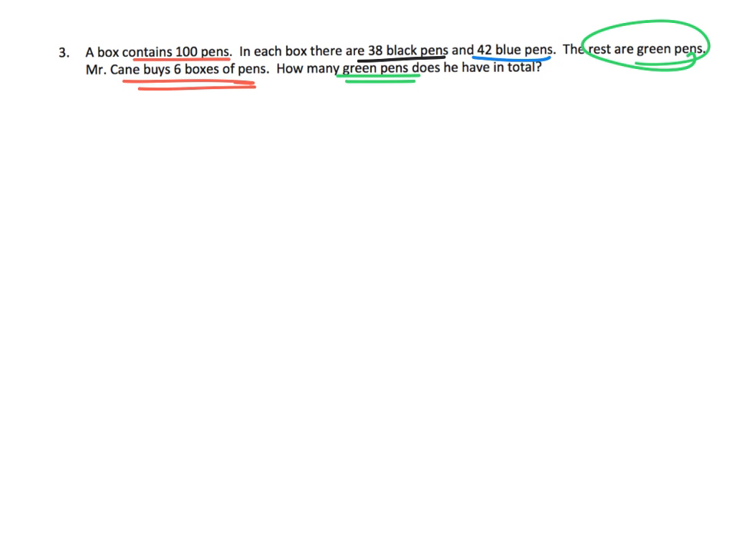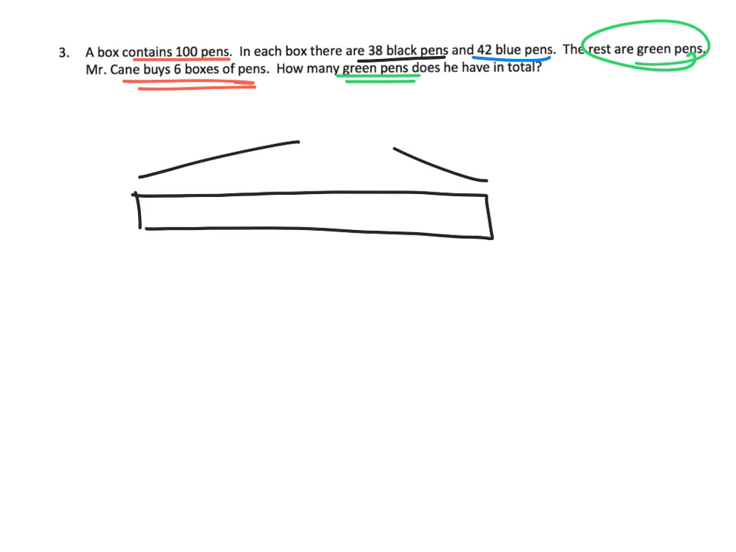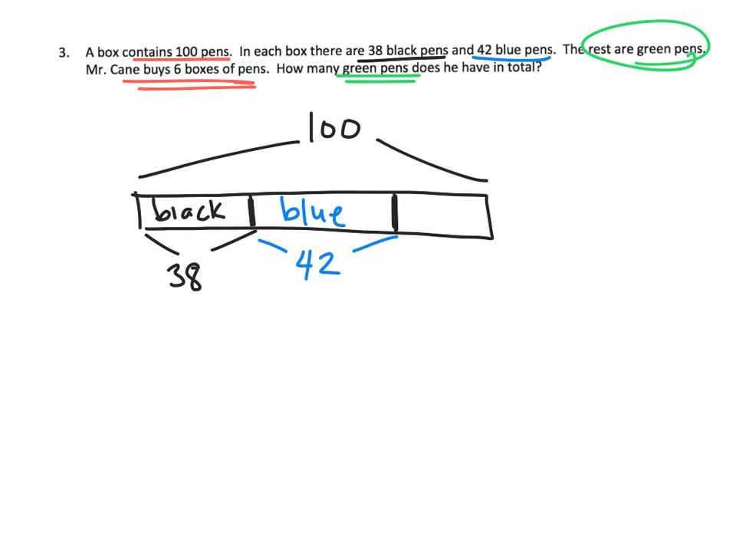So I think what we're going to do is draw a tape diagram. And we know that the entire box of pens is 100. I'm just going to put it right here. Here are the black pens, and there are 38 of them. And then here are the blue pens, and we're told that there are 42 of them. And then the rest are green, and we don't know how many there are.